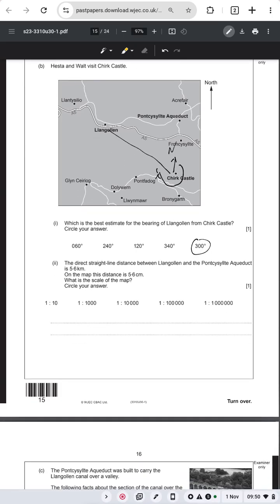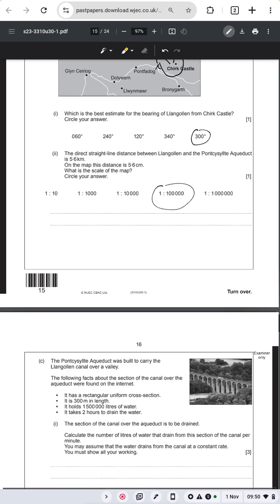The direct straight line distance between Llangollen and the Pontysyllte aqueduct is 5.6 kilometres. On the map, the distance is 5.6 centimetres. What is the scale of the map? So there is 100 centimetres in a metre and 1,000 metres in a kilometre. So that is 1 to 100,000.